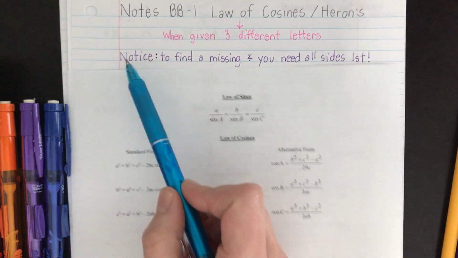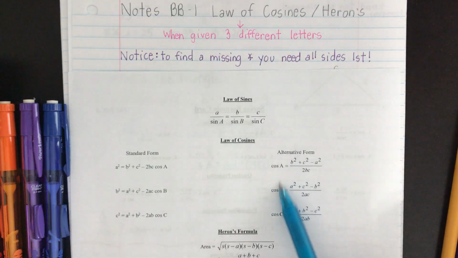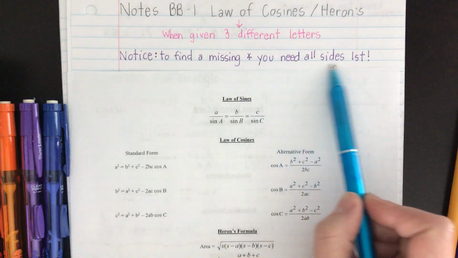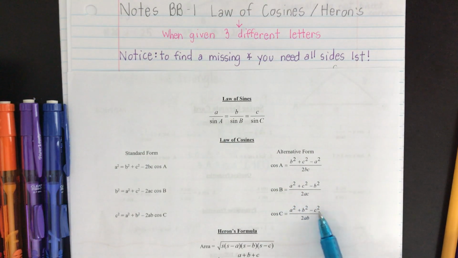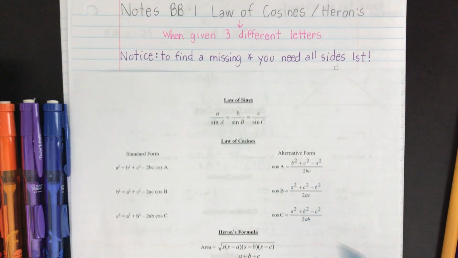Notice that. Also notice, if you want to find a missing angle, these formulas here are used for finding the missing angle, and all three of these formulas need all the sides first. This has sides A, B, and C, this has A, B, and C, and this has A, B, and C. So to find angles, you first need all sides.